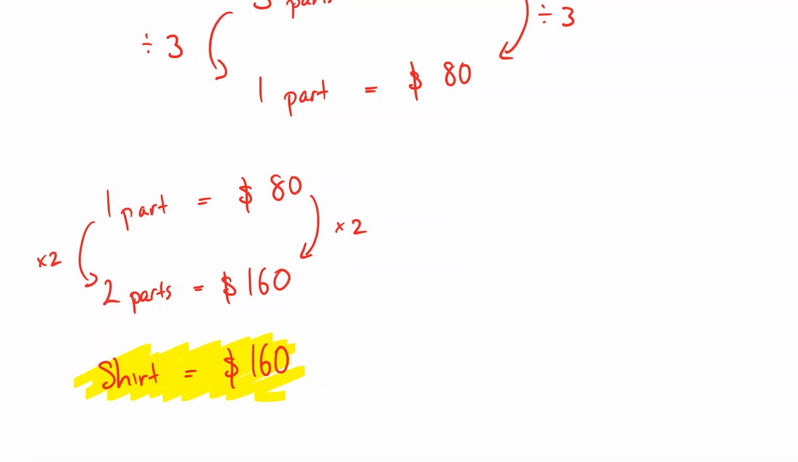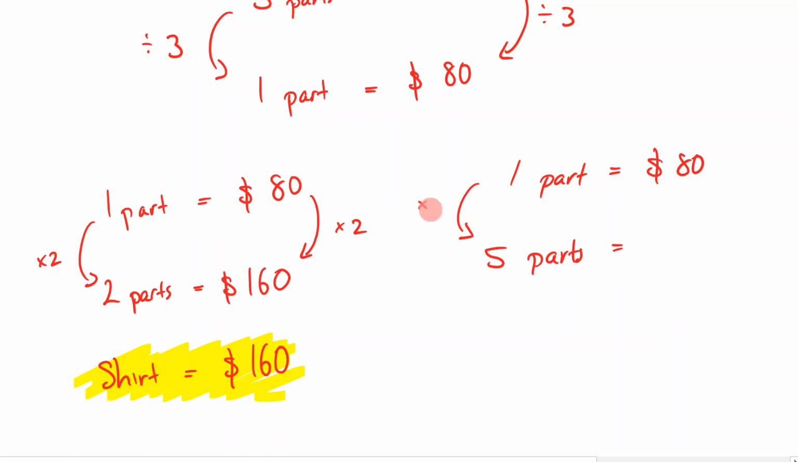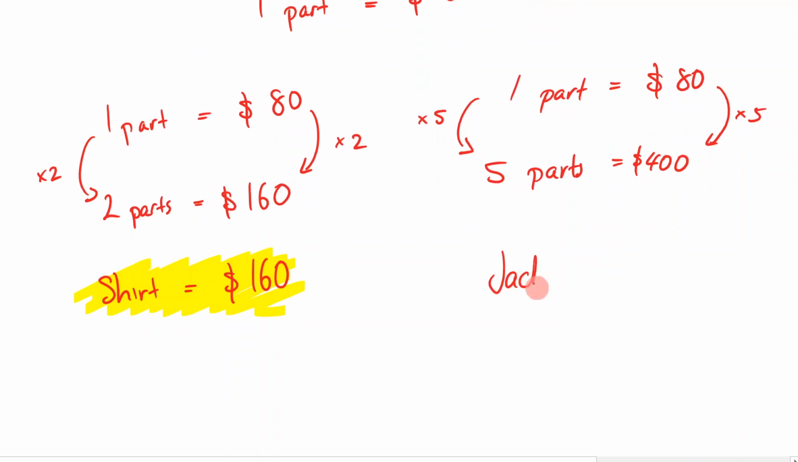And then I have to figure out what the cost of the jacket is going to be. Well, I know the jacket was 5 parts. I know that one part is equal to $80. So if I want to figure out what 5 parts is going to be, it's going to be 1 times 5, and then I'm going to times this side by 5. 8 5s are 40, so it's going to be $400. So that means the jacket is going to be equal to $400. And that's going to be my answer. So the answer to this is the shirt is 160 and the jacket is 400.